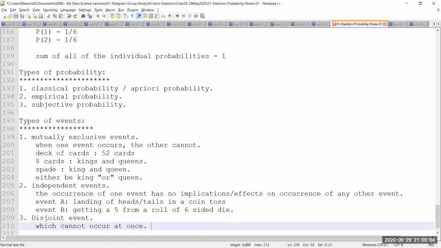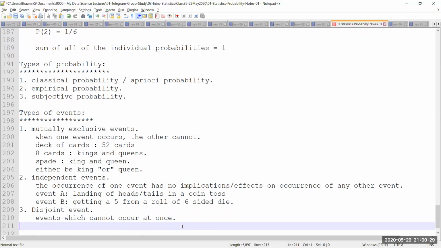Then I have an example, or a case, of disjoint events. Two or more events, not just two. It is not limited to two. Two or more events which cannot occur at once. If there are any events which do not occur at once, then they are known as disjoint events.